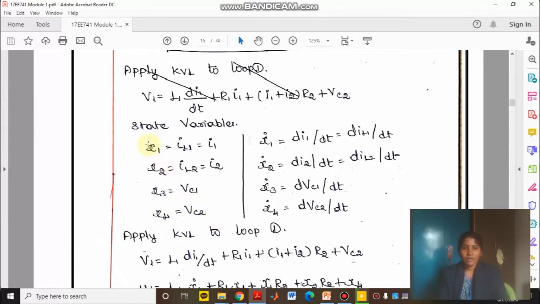As stated earlier, always write the state variables in terms of first order differential equations. So x1 dot, x2 dot, x3 dot, x4 dot. What is x1 dot? di1 divided by dt, which is equal to diL1 divided by dt. What is x2 dot? di2 by dt, which is nothing but diL2 divided by dt. What is your x3 dot? dvc1 divided by dt. x4 dot will be dvc2 by dt.